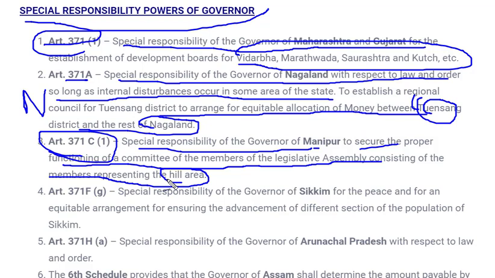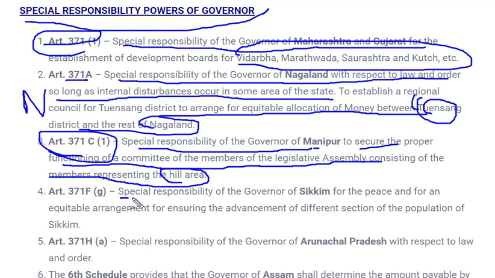Here again a tribal kind of problem is coming. Manipur is in the northeast part of the country. There are certain hilly areas, and in hilly areas most people are tribal. So for giving proper representation to those people in the assembly, special responsibility is given to the governor. That means the governor is responsible for appointing. As we know, the governor has the option of nominating certain people in assemblies, whether legislative assembly or legislative council. With that power, the governor can take care of these things.